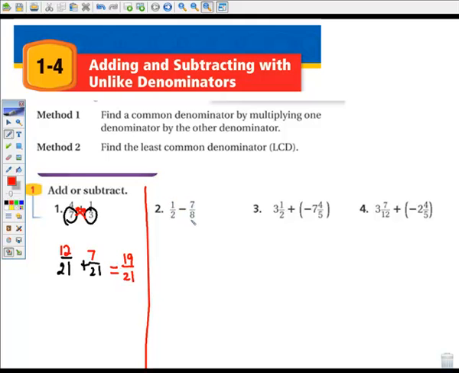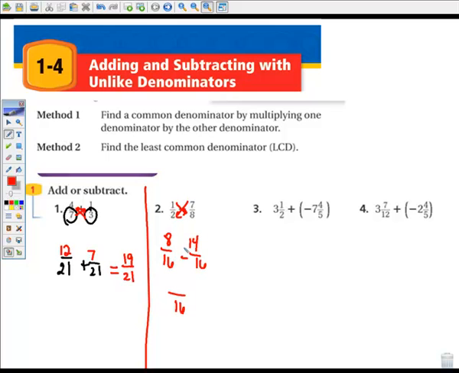1/2 minus 7/8. So again, I'm going to do method 1, and then I'll see if method 2 is different. So 8 times 2 is 16. And if I go 1 times 8, that gives me 8. 7 times 2 gives me 14. So what I can do now is I keep it as sixteenths. 8 subtract 14.